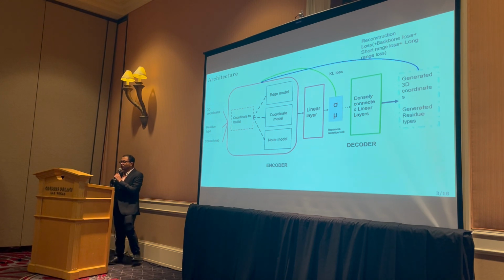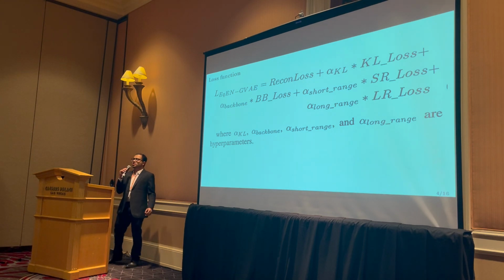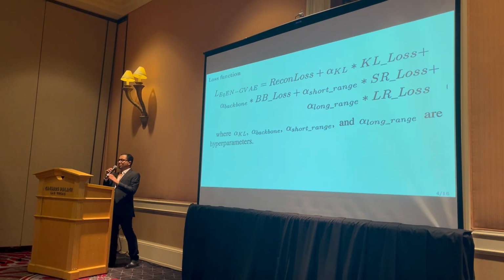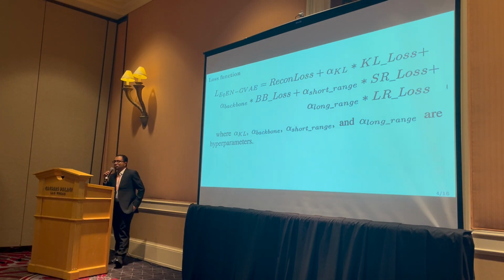Now, for the decoder, we have a bunch of densely connected linear layers which produces 3D coordinates and corresponding residue types. Now, moving on to the loss function, what we essentially have here is a variation of a standard loss function of a VAE. So we have the usual reconstruction loss term and KL loss term, but we have also added three additional loss terms, that is BP loss, short range loss, and long range loss.